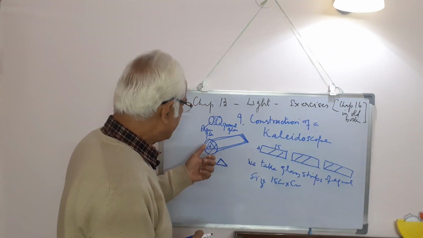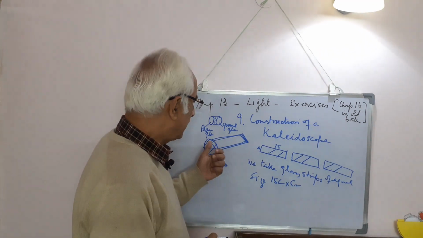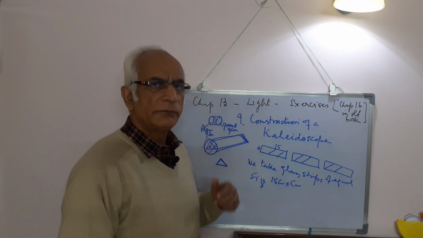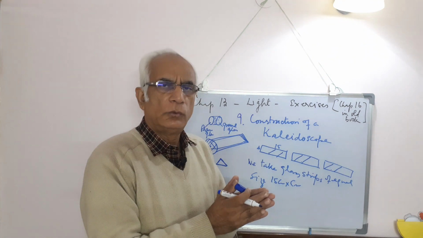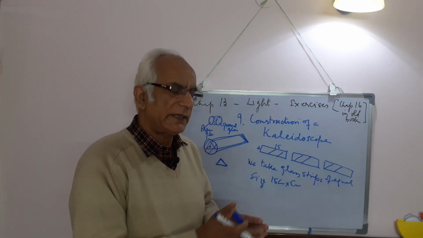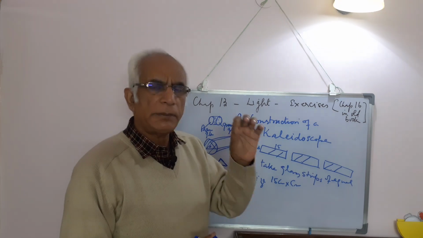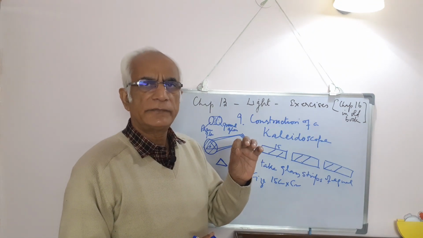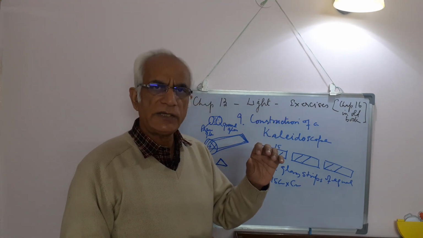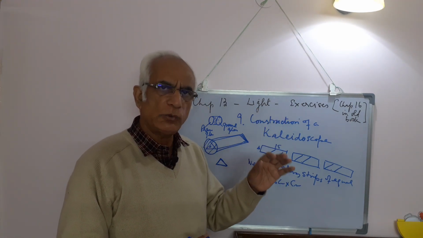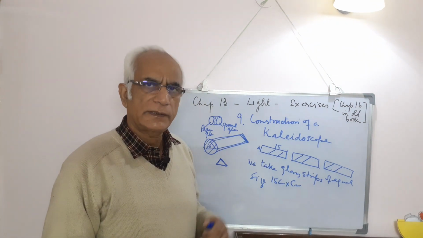So when you look through this hole in the cardboard disc on one side, you will be looking at the beads which are now between the 2 glass plates. One is a plain glass plate and the other is a ground glass plate. When you look through it, you will get multiple designs. And when you slightly move, the position of the beads will change and the design will change. Every time you will get a new design. So this is how you construct a kaleidoscope.